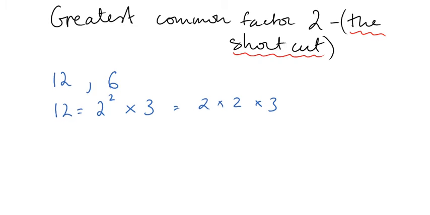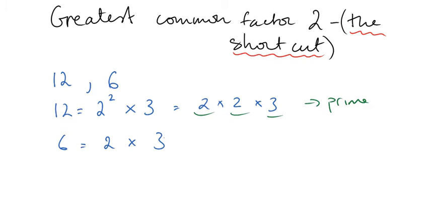These numbers here are all prime, which means they can't be divided anymore. You can't find a factor of 2 except 1 and 2. And 6 would be just 2 times 3. And 2 and 3 are both prime as well.